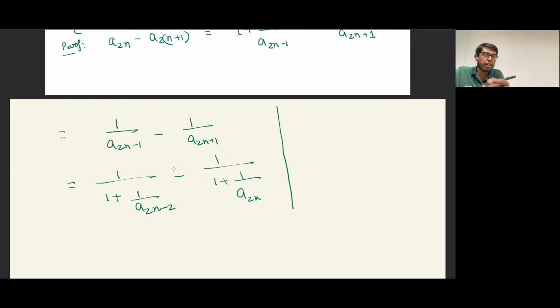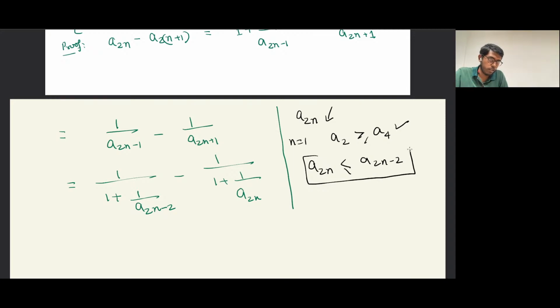And let's prove this fact by induction. If we prove it by induction, it means that we need to prove that a_2n is decreasing. So for n equals 1, a_2, you can easily see that the first two even terms decrease. So a_2 is greater than a_4. So this can easily be checked. And if it is true, it means that a_2n is less than a_2n-2. So this is my induction hypothesis.